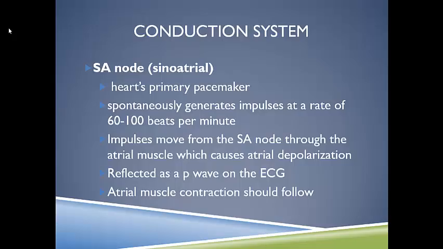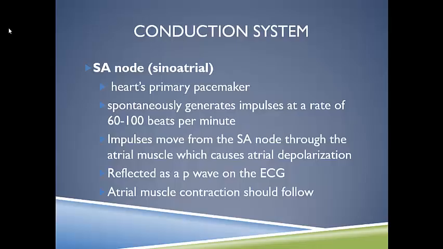The SA node is the heart's primary pacemaker. It spontaneously generates impulses at a rate of 60 to 100 beats per minute. So if your heart rate is less than 60, it is probably not being initiated by the SA node. That's not an absolute statement. I'm just saying it's probably. It could be, but it may not be.